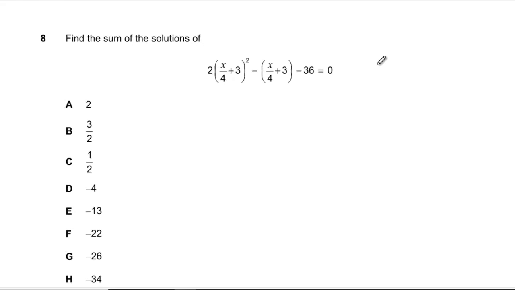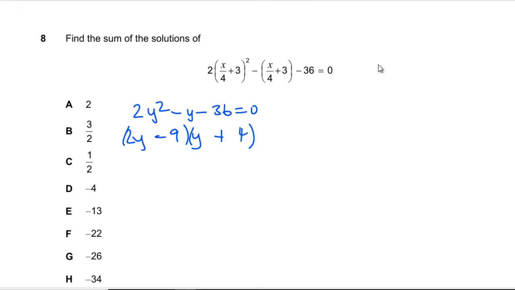Right, 8. Find the sum of these solutions of this. I've got the same bracket, so 2y squared minus y minus 36 is 0. Looks like it's going to factorise. So 2y, y, I want the 9 and 4. 9 has to go there, 4 there. That'd be the plus, that'd be the minus. So I've got y is 9 over 2, or y is minus 4.